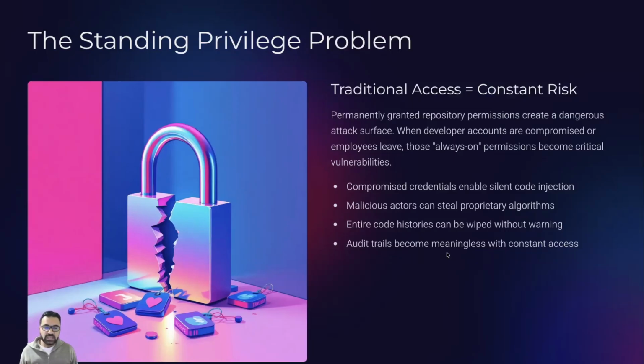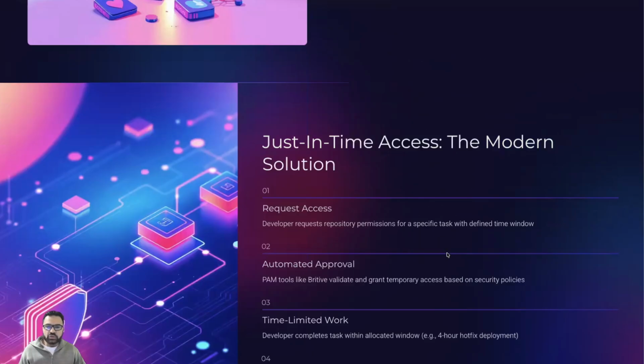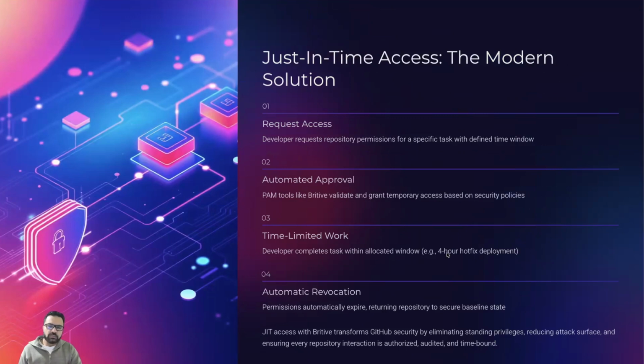Malicious actors can steal critical algorithms or data, and then your entire code history can be wiped without warning. So how do we actually solve it? Just-in-time access is the modern solution to provide granular access to your crown jewel repositories.